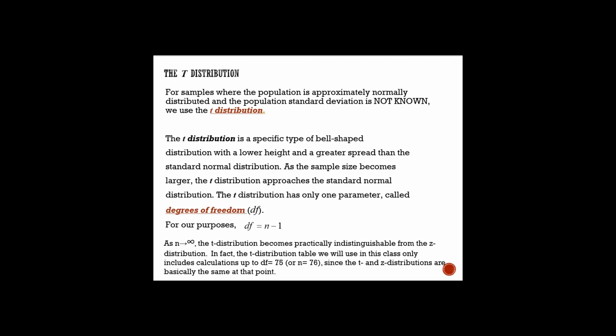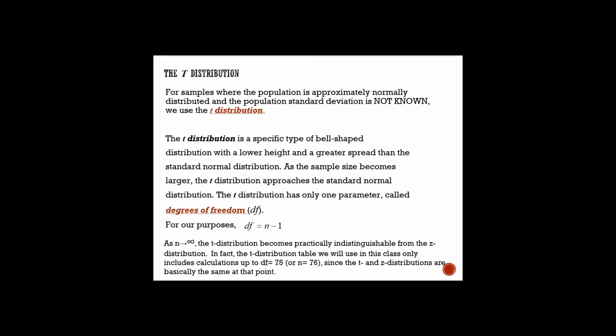Now, the t-distribution only has one parameter. It's something new that we haven't talked about before. It's called degrees of freedom, and we abbreviate it DF. For our purposes in this class, we're going to calculate the degrees of freedom as the sample size minus 1. So it's really going to be simple.